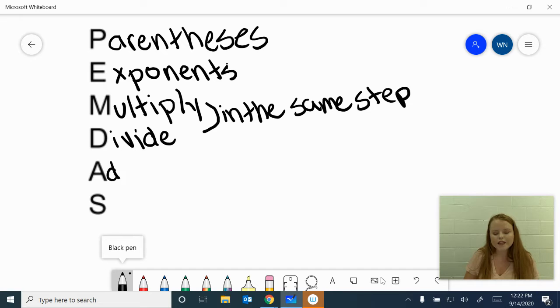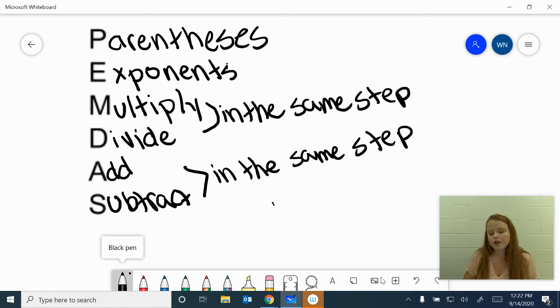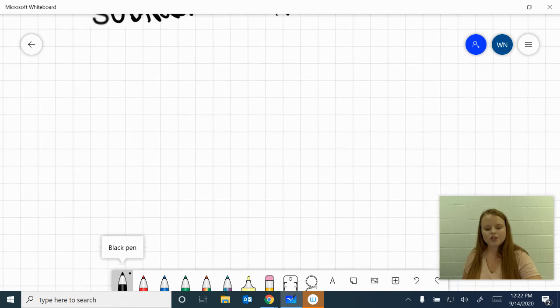Now we're going to add and subtract. Again, these are in the same step. And last but not least, at the bottom, you need to put from left to right. And we'll talk a little bit more about what this means in just a second. But these are your base notes. Most important thing to remember, again, is PEMDAS. P-E-M-D-A-S. Super important.